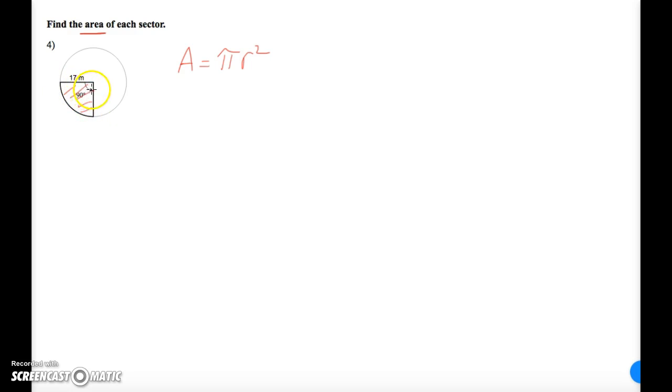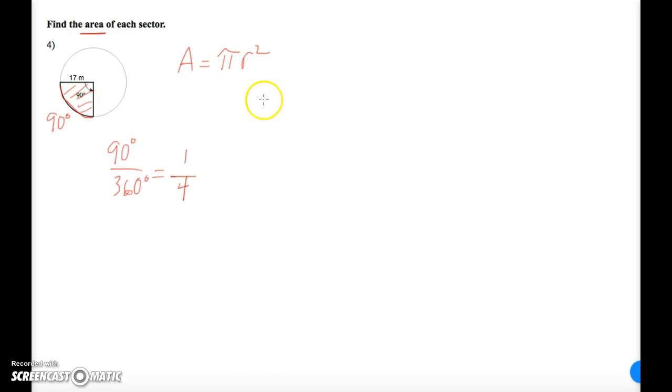So what we're going to do is find out what fraction of the entire circle is this area. And we can find that by noting that we're told this angle is 90 degrees, so this arc measures 90 degrees. Okay, so that means that this sector is 90 degrees out of 360 degrees. That's the fraction, and if we simplify that, we get 1/4 or 0.25. So we want 1/4 of the area. That's what this sector represents.